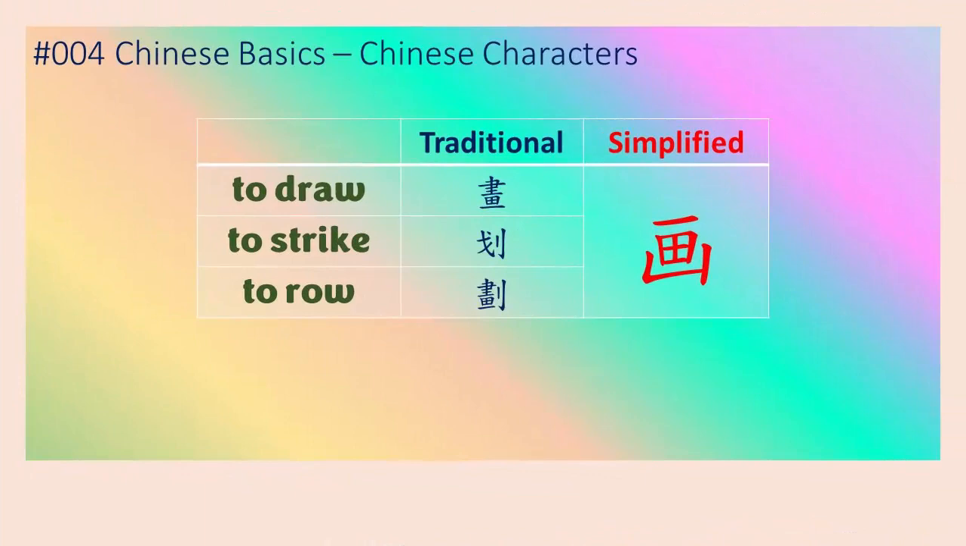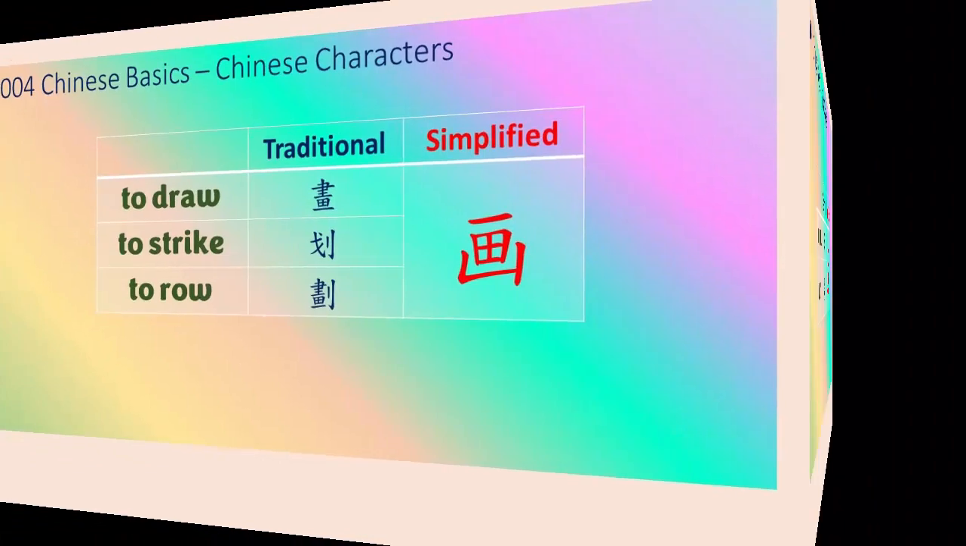Here are 3 words of which the traditional is totally different. However, when transformed to simplified, it's exactly the same. So some arguments were saying, if we see that simplified, how do we know what it meant?